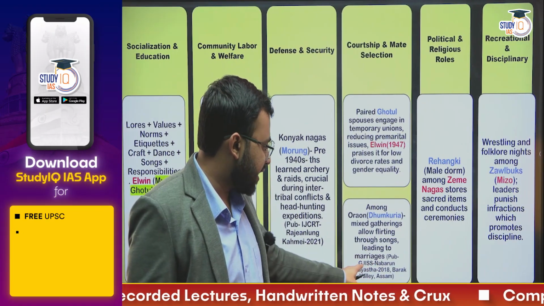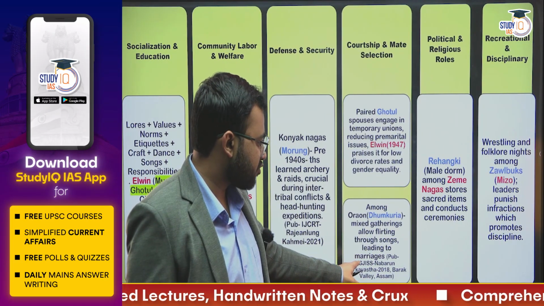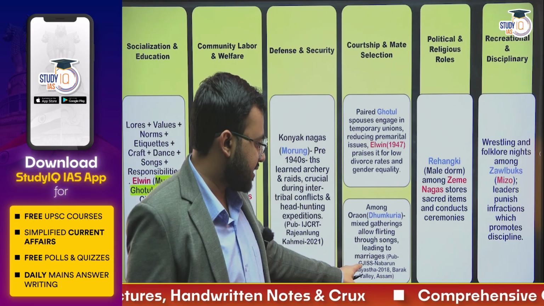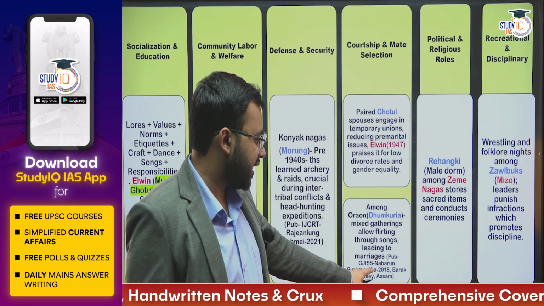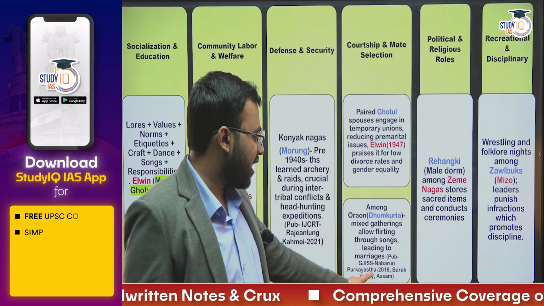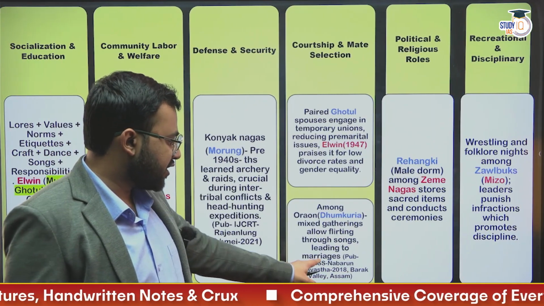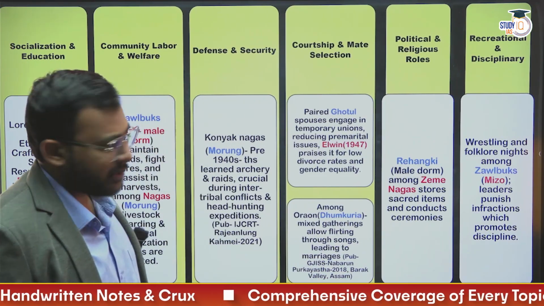Now, this has been also cited through a research which was published in GJISS, and it was published in the year 2018. The area of the research was the Barak Valley of the Assam. The name of the scholar is also written here, Nabaru.